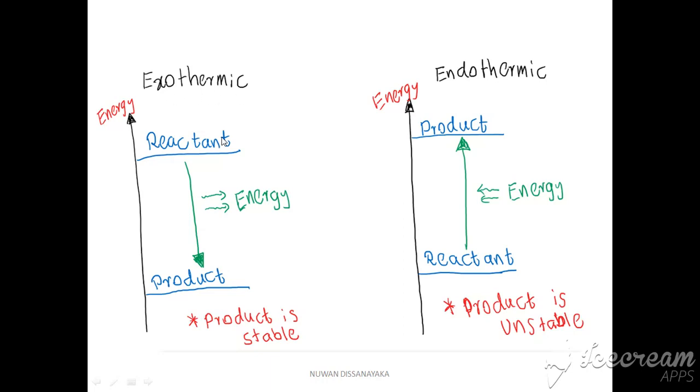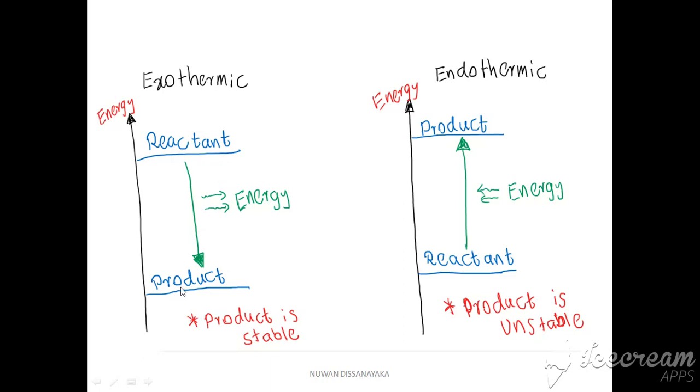So in exothermic reactions, the reactants will lose a certain amount of energy and form products. And obviously, when the reactants lose energy, the products should have less energy than the reactants. And if you go for an endothermic reaction, the reactants absorb a certain amount of energy and produce products. So since the reactants absorb energy, the products should have more energy than the reactants.